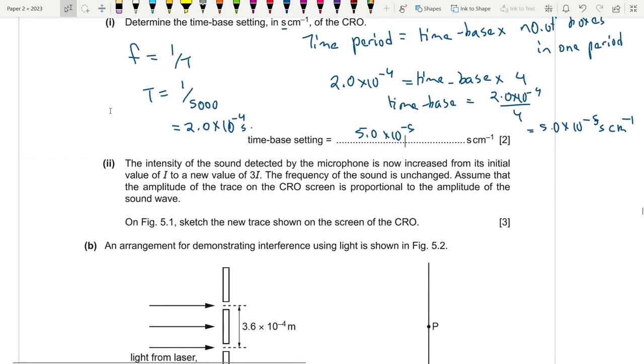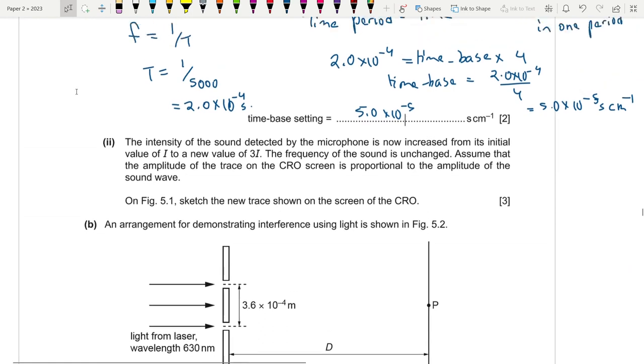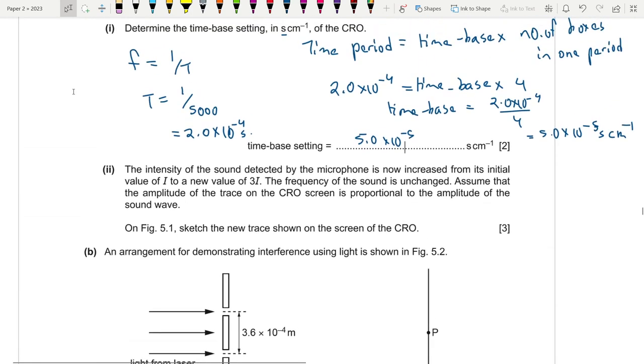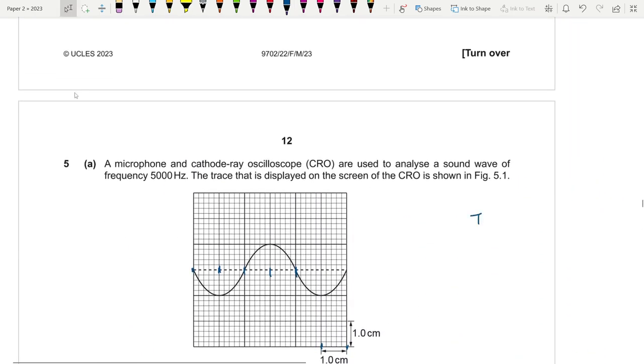Perfect. Now the intensity of the sound wave detected by the microphone is now increased from its initial value of I to a new value of 3I. The frequency of the sound is unchanged. Assume that the amplitude of the trace on the CRO screen is proportional to the amplitude of the sound wave. So since frequency is unchanged, the time period remains unchanged as well. We know that intensity is proportional to amplitude square.